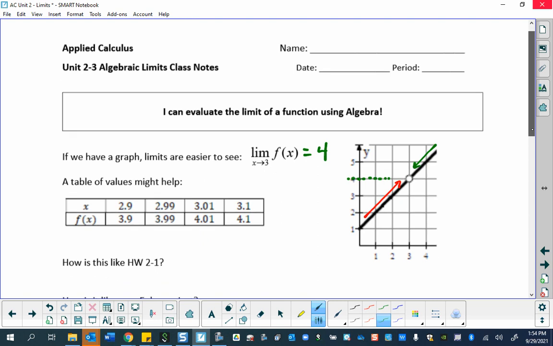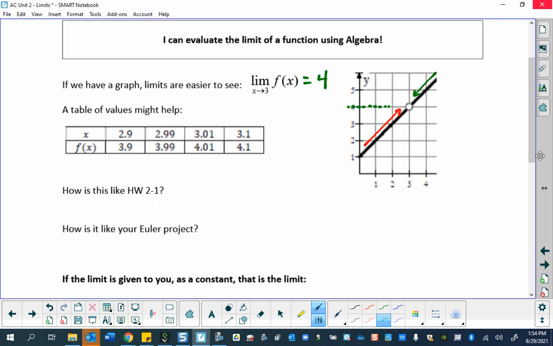If we have a table of values, that's pretty easy to see too. Because when I look at my x value getting closer and closer to 3 from both the left and the right side, I can pay attention to what my output value is getting closer to from the left and right side and make a pretty good guess that this table would have a limit of 4.